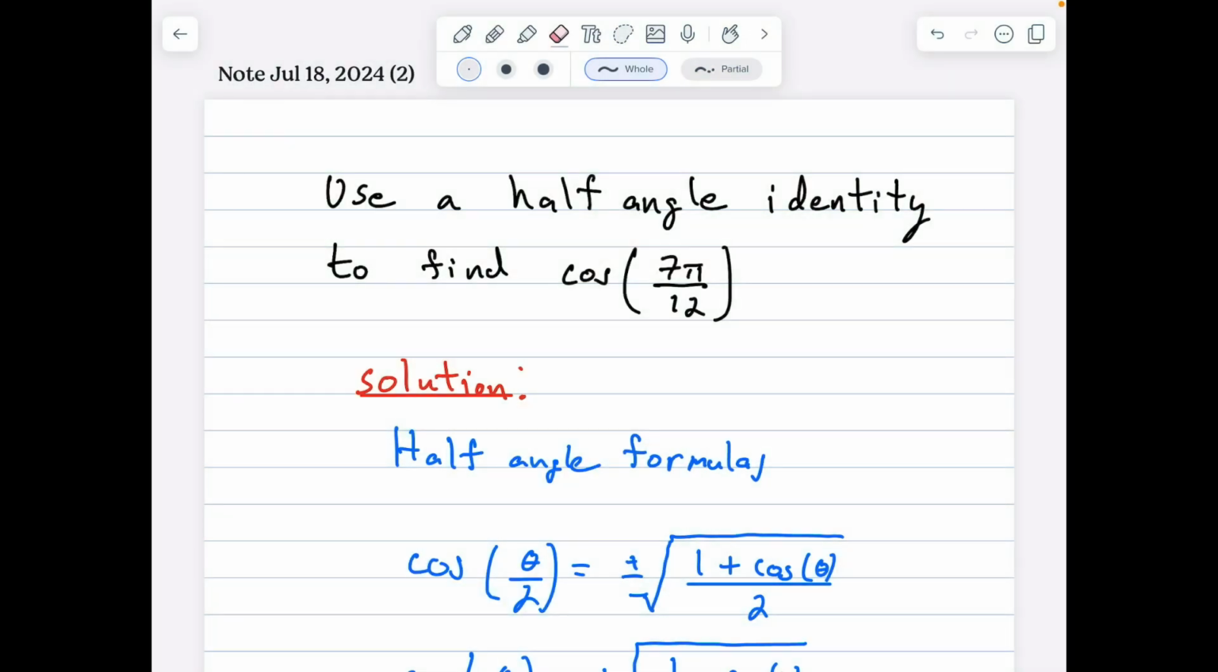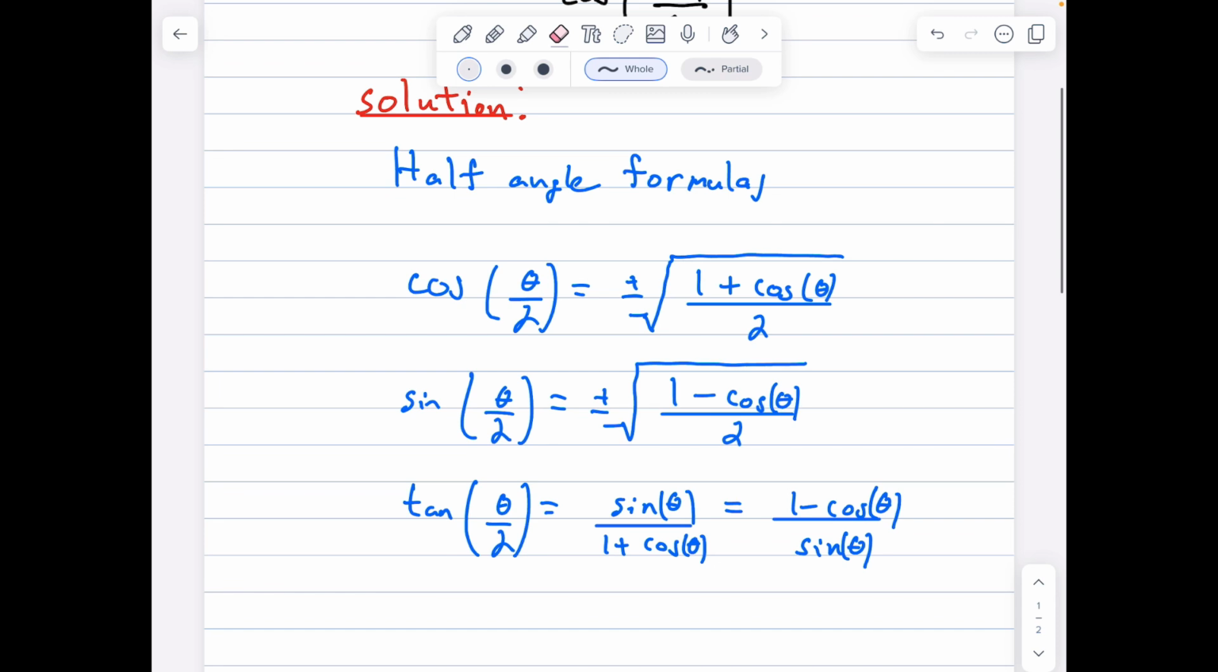Alright, hello everyone. So today we're going to use a half angle identity to find the cosine of 7 pi over 12. Yes, so it's a trigonometry or pre-calculus problem. Alright, and basically what you're going to be using is these half angle identities, which I've listed here.